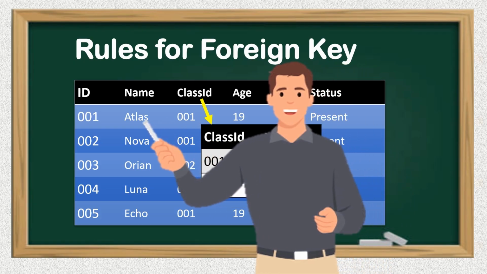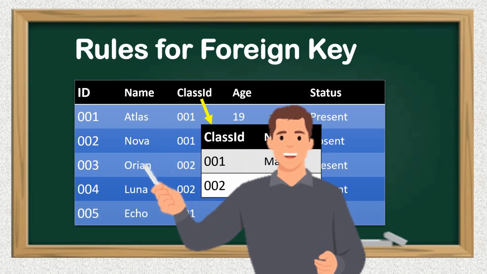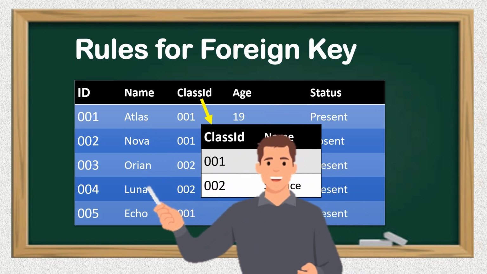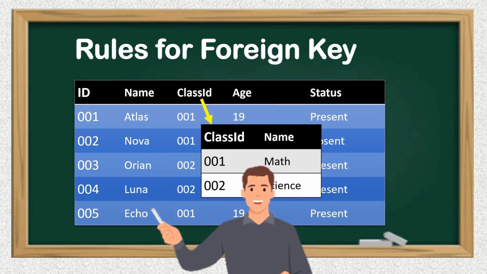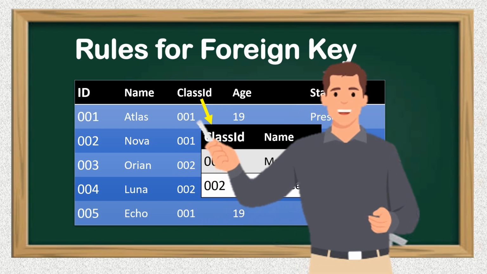Because of this connection, the database knows that Atlas is in the math class, Orion is in the science class, and Echo is also in the math class. This relationship keeps the database organized without repeating the class names in every row.